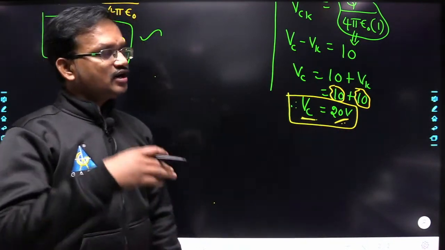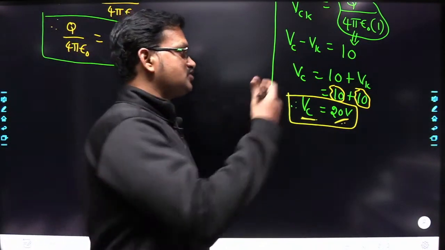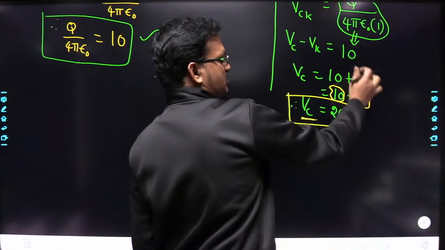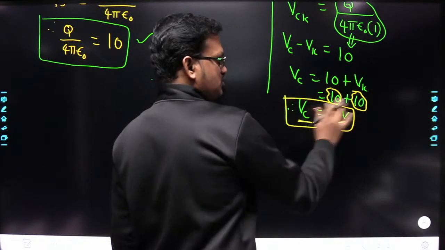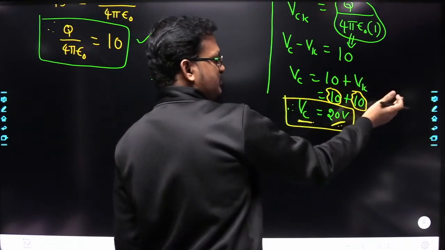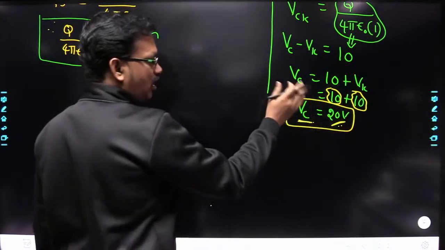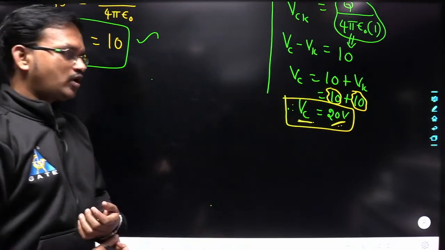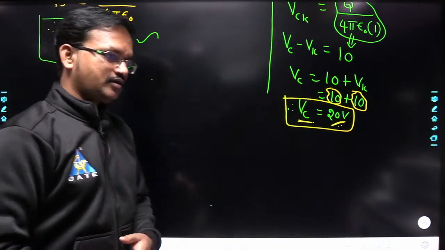Okay. So in general, we have considered the reference point as infinity, and at infinity we have considered the potential as 0. So if we consider it as infinity, then V infinity will be 0, and in that case we would have got Vc equal to 10 volts. Right. Okay. So I hope these points are crystal clear here.